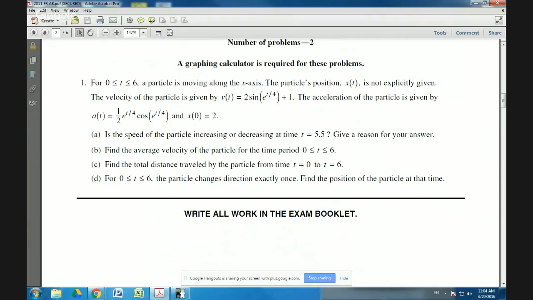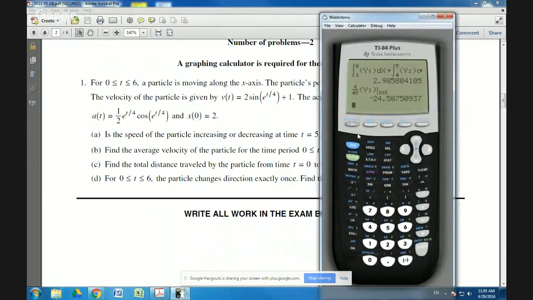So I'm going to put it in my y equals, in y4. 2 sine e, and make sure you arrow out of the exponent so you don't make a mistake. Plus one.